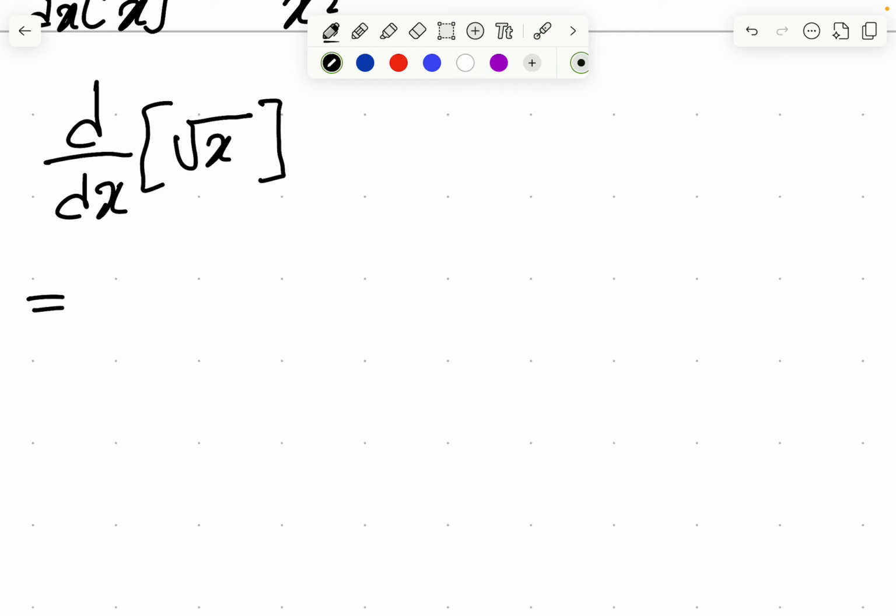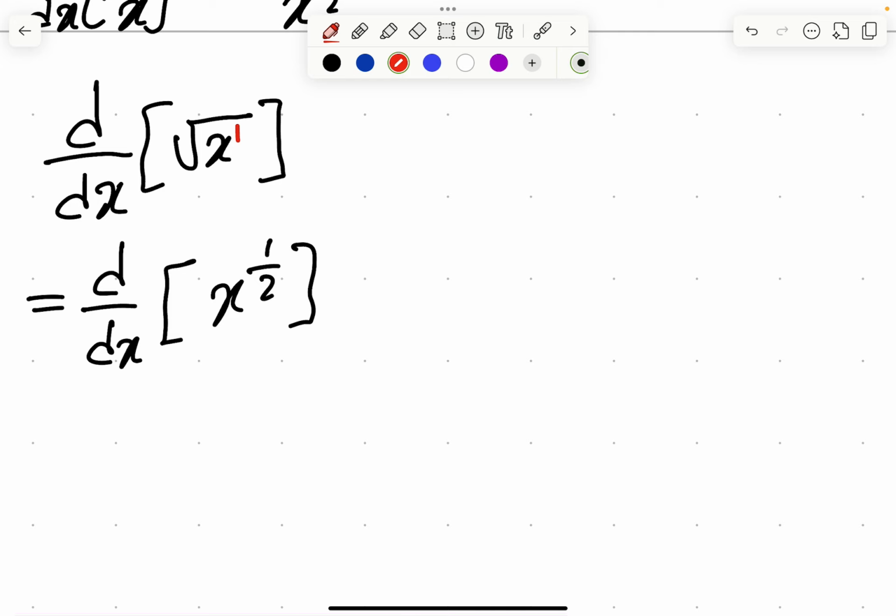Meaning you are going to say equal sign d over dx of x to the 1 over 2. That's how the square root can be rewritten. Right? How did I find this 1 over 2? We have a 1 here, always, all the time. And we have the 2 here, always, all the time.